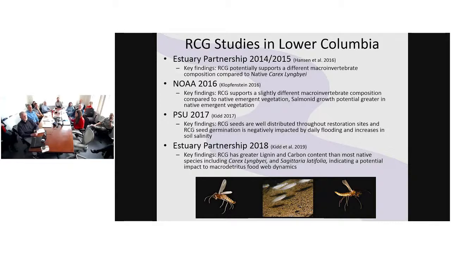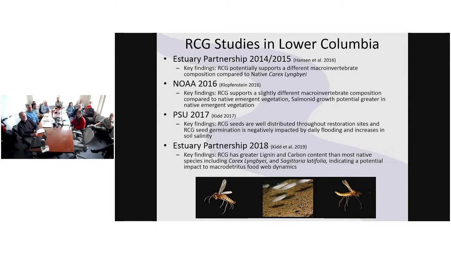also decomposition potential. So reed canary grass and natives may have different decomposition potentials as well as support different macroinvertebrate communities. Now NOAA did a study in 2016 that had more conclusive results, essentially finding very similar things. So slightly different macroinvertebrate compositions in the native emergent vegetation versus the reed canary grass, with salmon growth being greater in the native emergent vegetation.